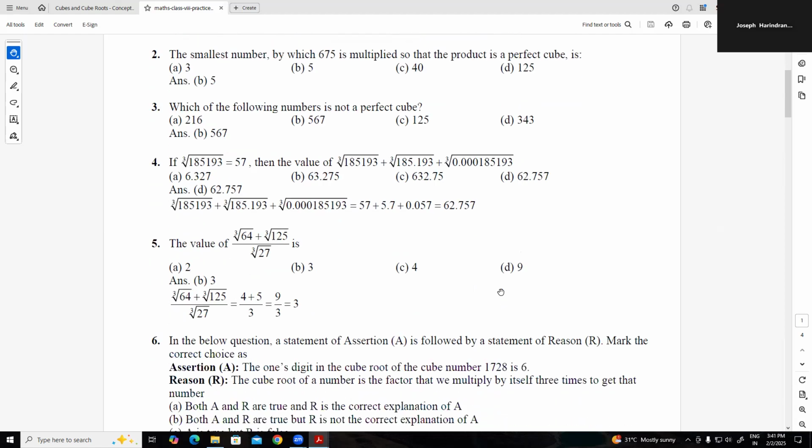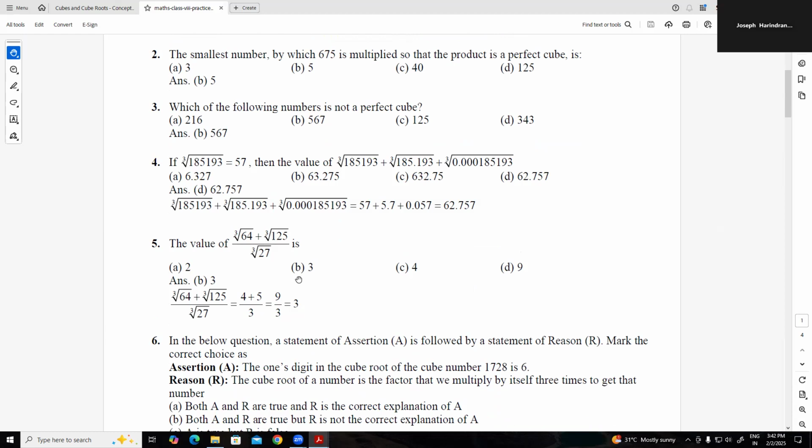Moving on to the 5th question. There is an evaluation of a complex cube root. All are perfect cubes, very easy. The cube root of 64 is 4. The cube root of 125 is 5. And the cube root in the denominator, the cube root of 27, is 3. Thereby you get 4 plus 5, 9. 9 divided by 3 is 3. Therefore, option B is the correct answer.